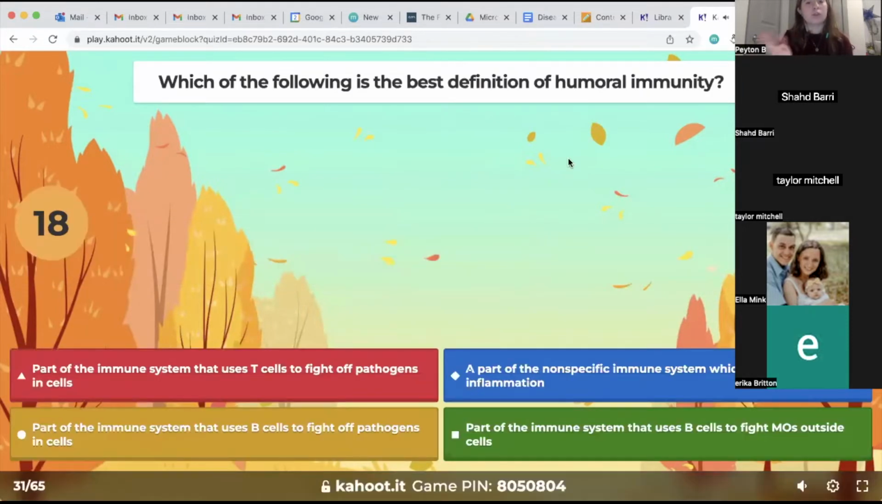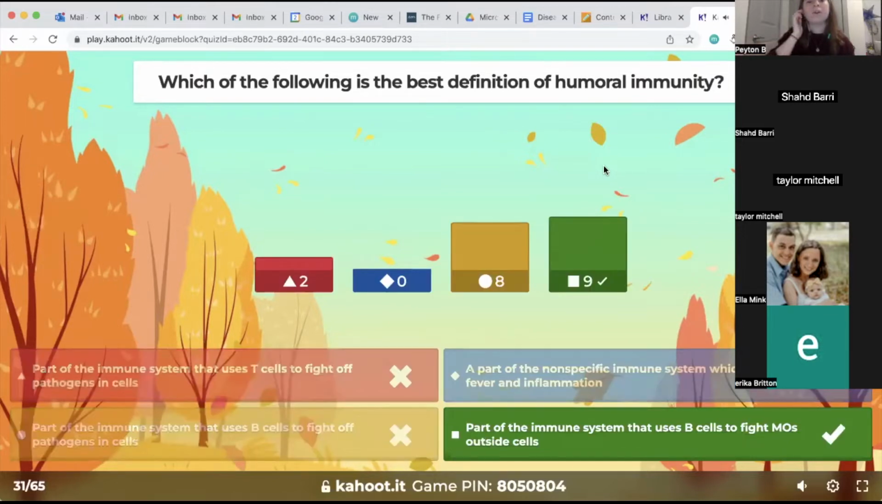Which of the following is the best definition for humoral immunity? Oh, I just described this, so you guys should all get it. It's the part of the immune system that uses B cells to fight microorganisms outside the cells. So make sure you're reading all of the question.